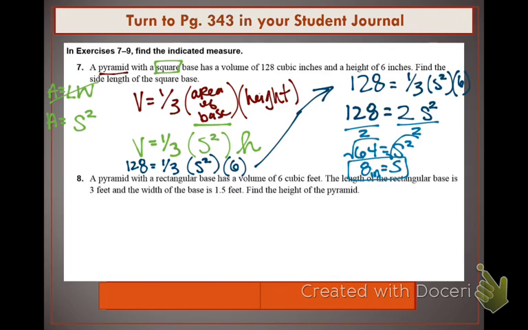Okay? So number one thing we did, plugged in the area formula. Whatever shape it tells you, you have to plug in that formula. And then from there, we just solve for that missing letter. Okay? Questions about this? Number 8 is a classwork problem. So if you have already finished number 7 with me, number 8 goes on your classwork paper.